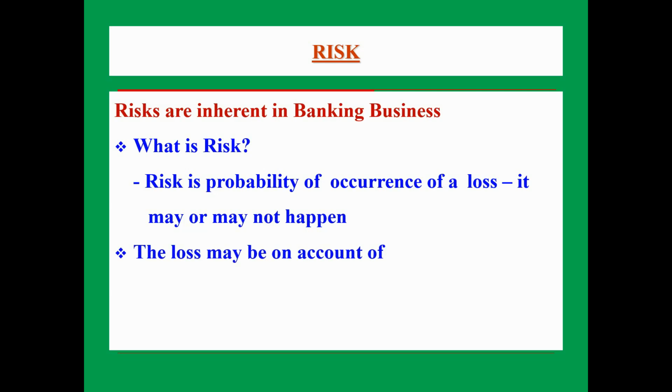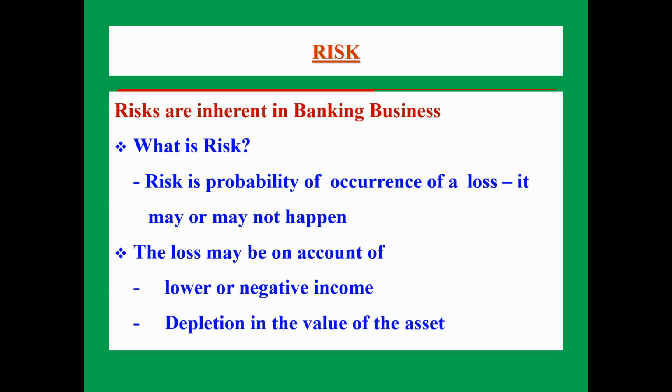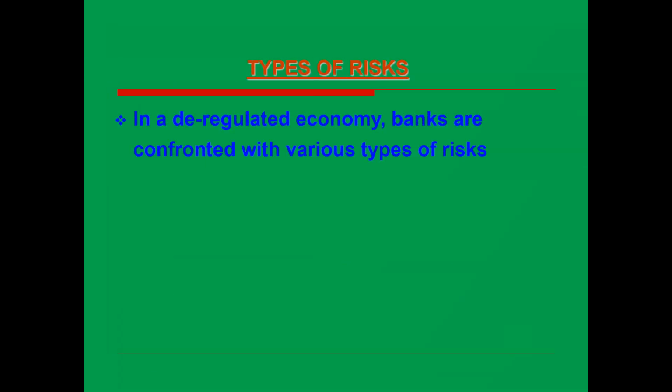The loss may be on account of lower or negative income, right? So we have to ensure that there is sufficient net profit. Depletion in the value of the assets also causes risk in the banking business. So when we are giving a loan, we are always taking a risk. Types of risks. In a deregulated economy, banks are confronted with various types of risks. Credit risk is there, market risk, interest rate risk, liquidity risk, and operational risk.